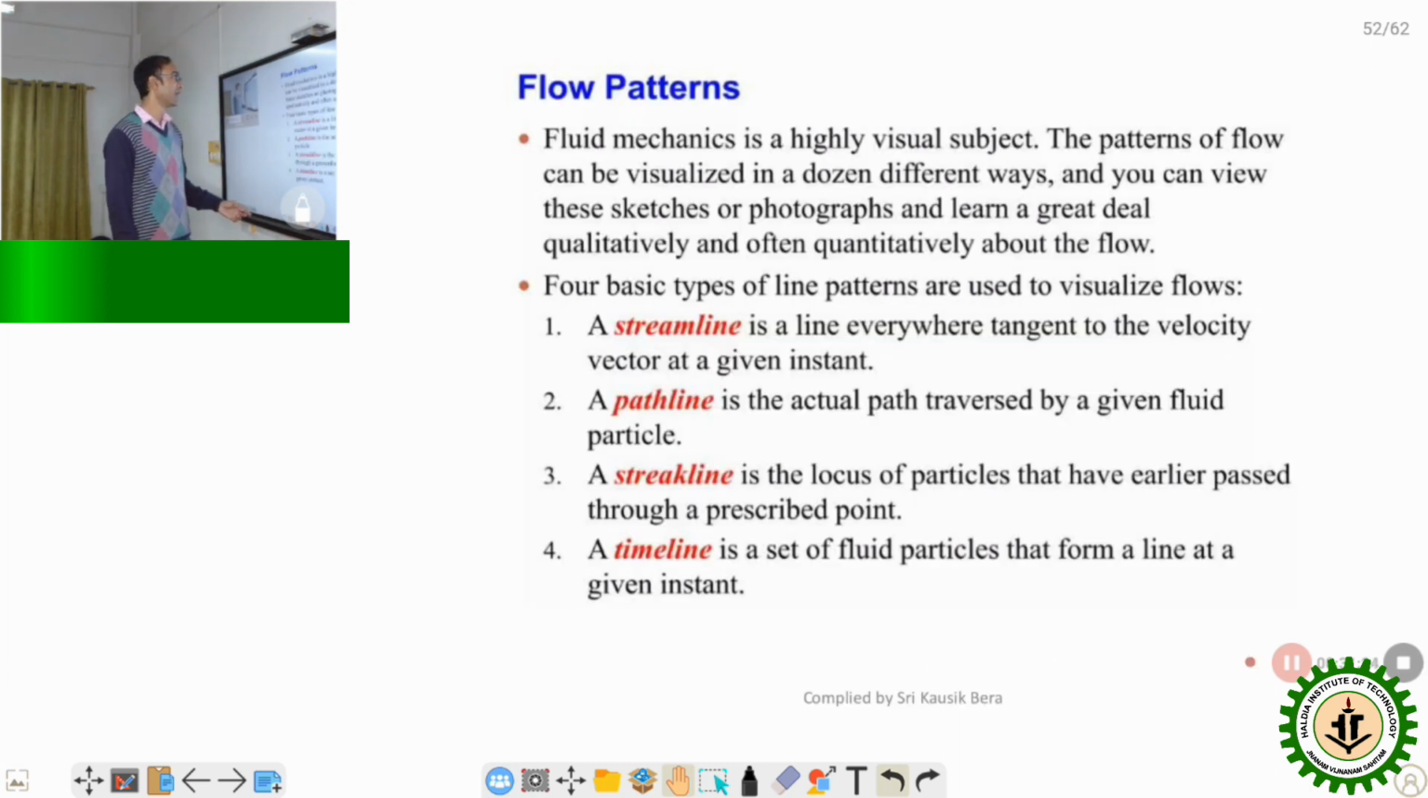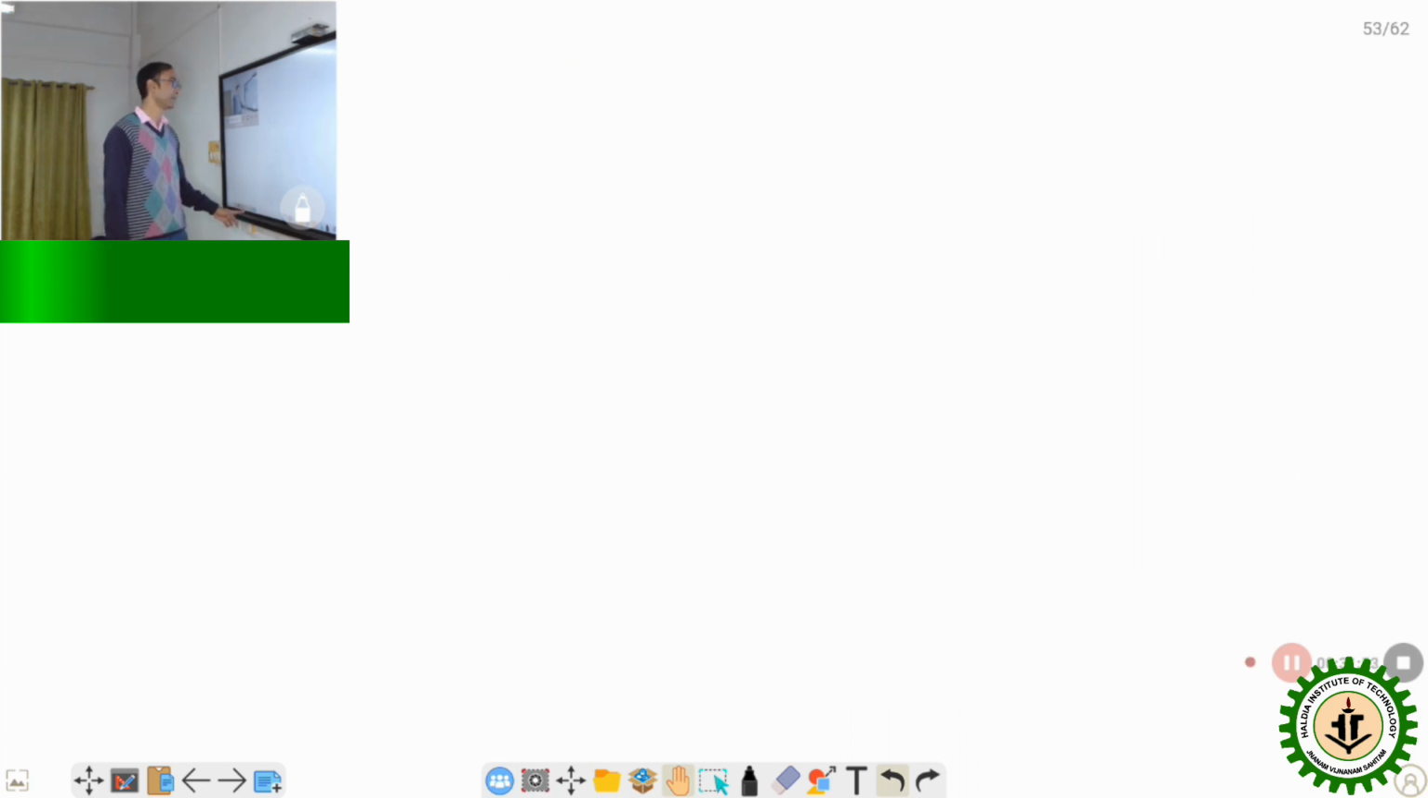Now we will discuss the different types of flow patterns: streamline, path line, streak line, and timeline. A streamline is a line everywhere tangent to the velocity vector at a given instant. A path line is the actual path traveled by a given fluid particle. A streak line is the locus of particles that have earlier passed through a prescribed point, and a timeline is a set of fluid particles that form a line at a given instant.